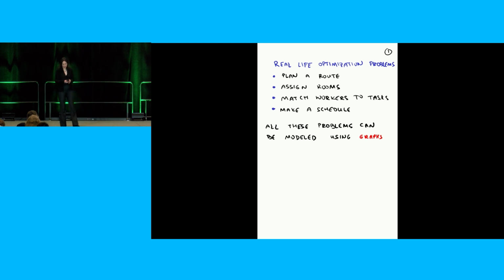So, okay, so these are all problems that we have all encountered. My personal favorite, which I'm going to tell you about, is making a seating chart for a wedding. That's a personal story from my wedding. That's how I got favor in the eyes of my husband's family when I said, don't worry, I'm going to make the seating chart.